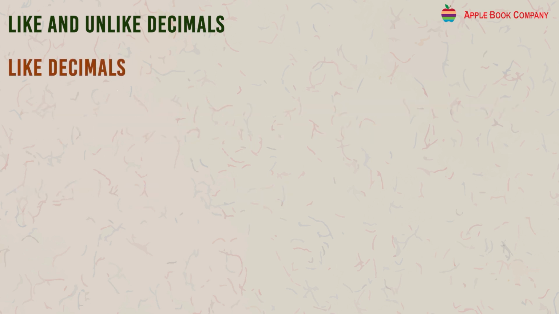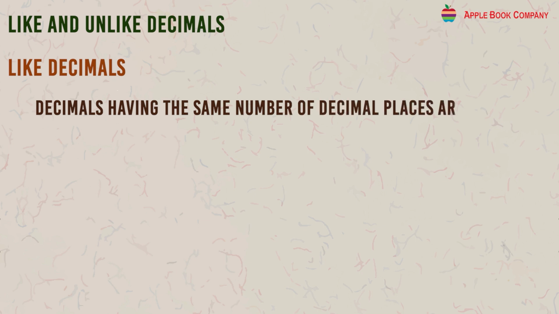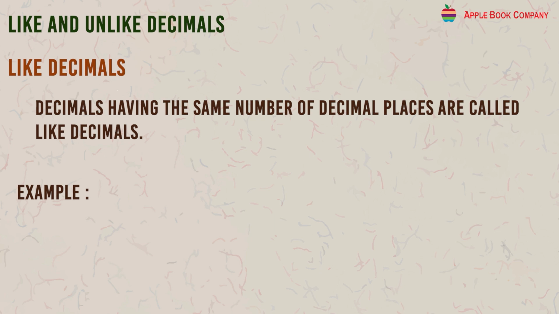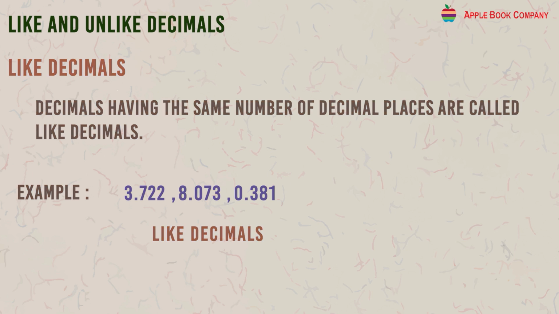Like decimals. Decimals having the same number of decimal places are called like decimals. For example, the numbers 3.722, 8.073, 0.381, etc. are called like decimals.